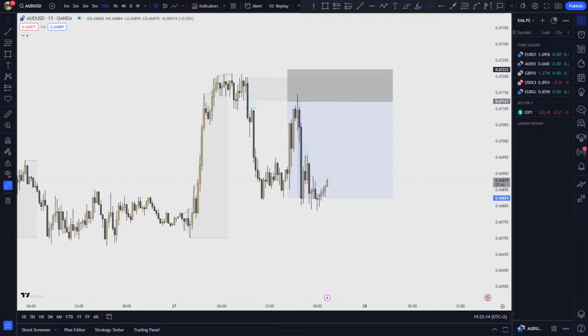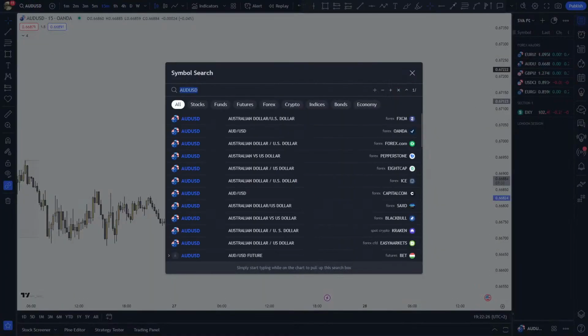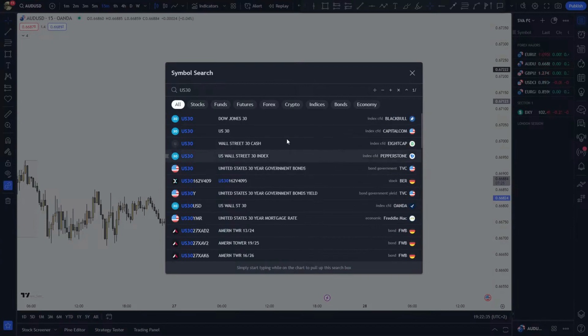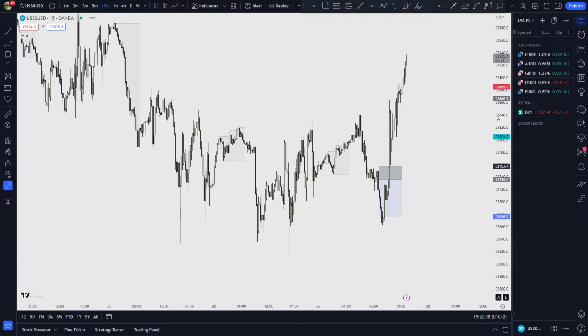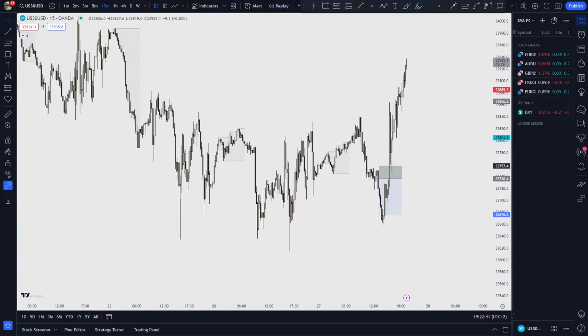Okay, so next up, I want to cover a loss that we took because we also took a loss. I don't think this one was sent in the VIP, or the other way around. It was sent in the VIP, but it wasn't sent in the free group. But I want to cover it anyways. All right, US 30 on Wanda. Right. So we took a loss today.